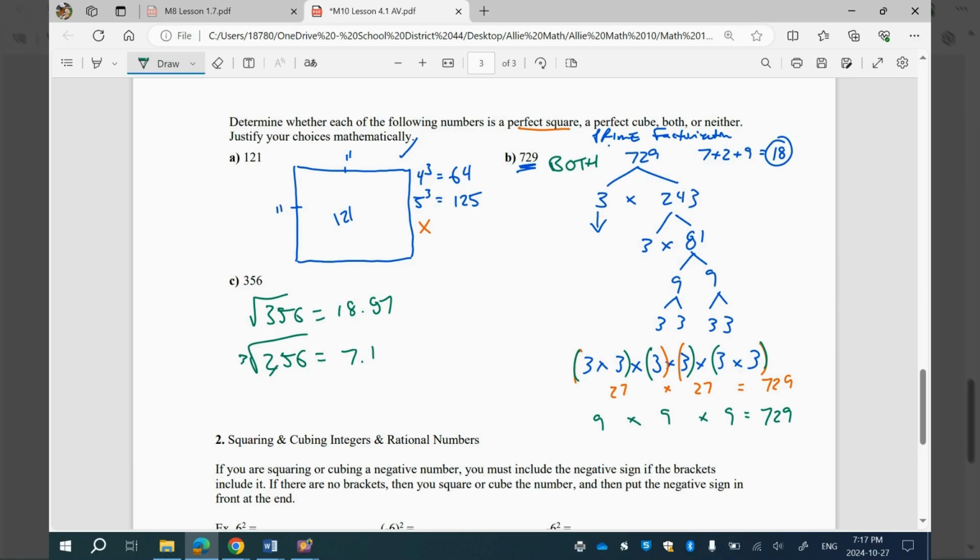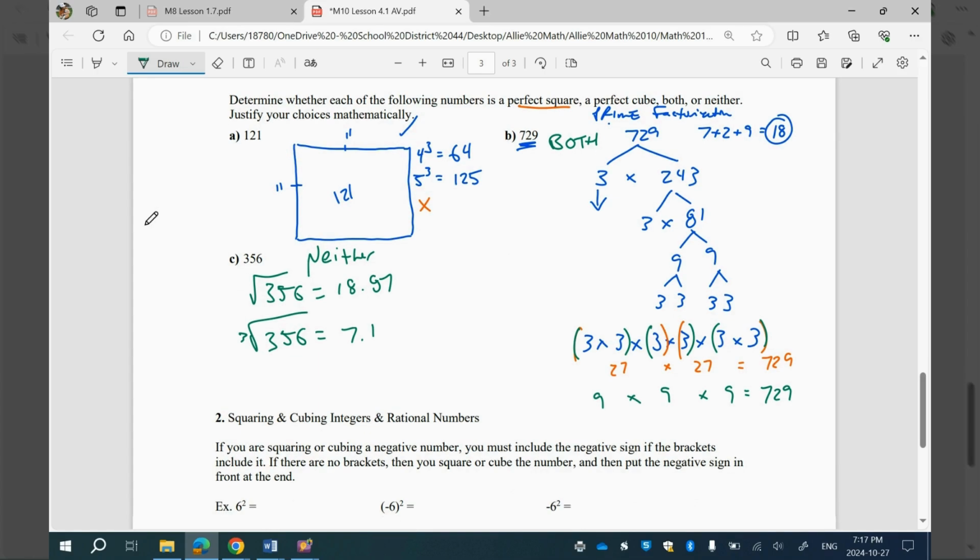So this is neither a perfect square nor a perfect cube. I think that's probably the easiest method, but if it asks you to do a different way, use prime factorization or show a diagram. There you have it.